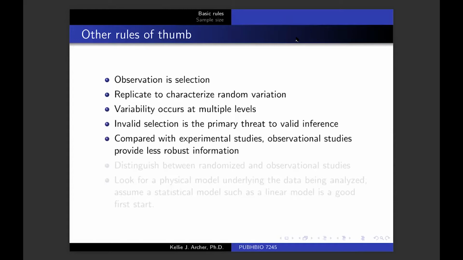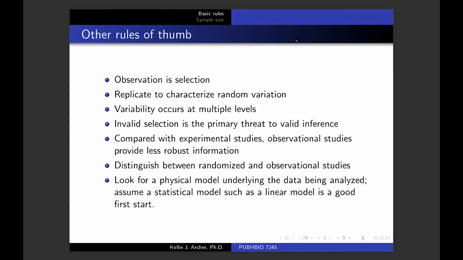Compared with experimental studies, observational studies provide less robust information. There's no explicit random mechanism in observational studies. We often make the assumption of independence in observational studies, which may or may not be true. For that reason, it is important to distinguish between randomized and observational studies. Often convenience sampling is used in observational studies. In that case, precision of our statistical summaries is less of an issue than is bias.